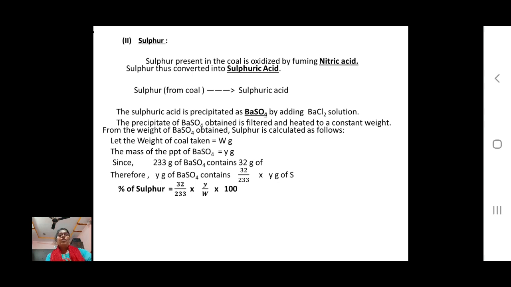Again, in the form of percentage, in a similar manner, percentage of sulfur is equal to 32 divided by 233 multiplied by Y divided by W, where W is the mass of the coal sample taken, multiplied by 100. So by this we are able to find out the percentage of sulfur.